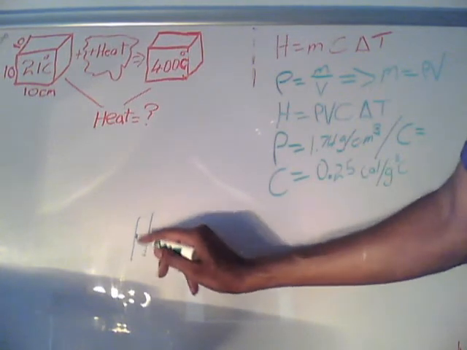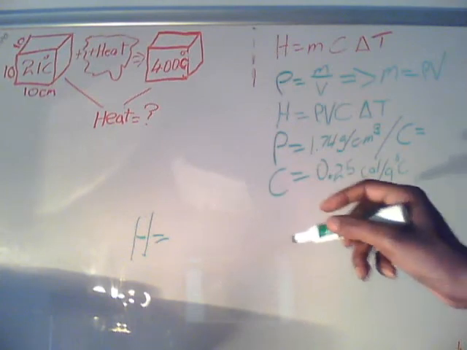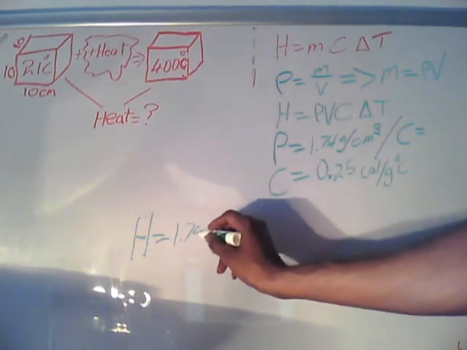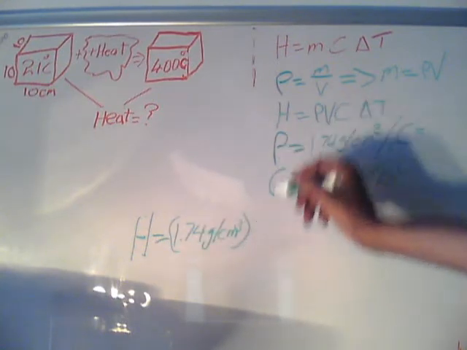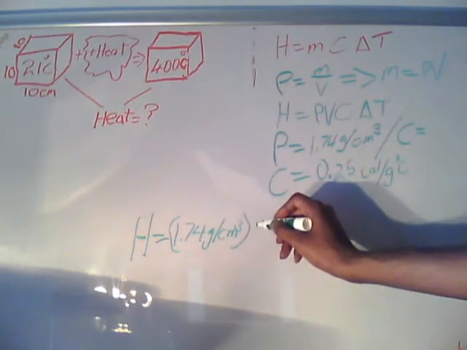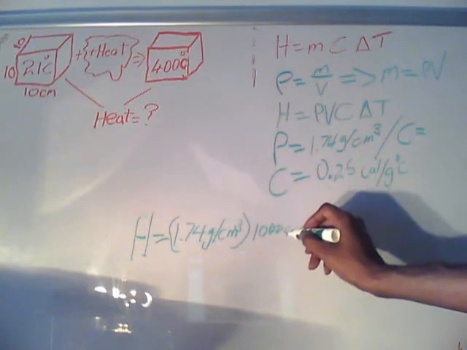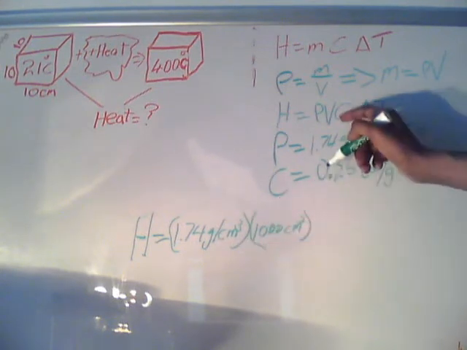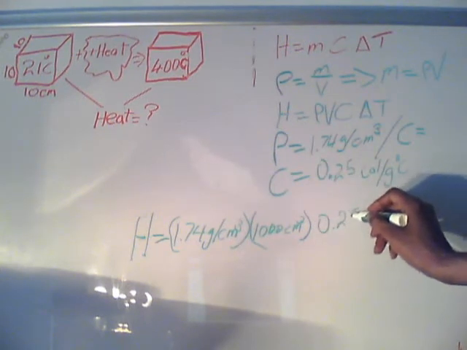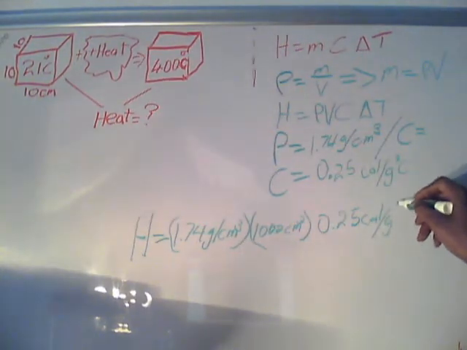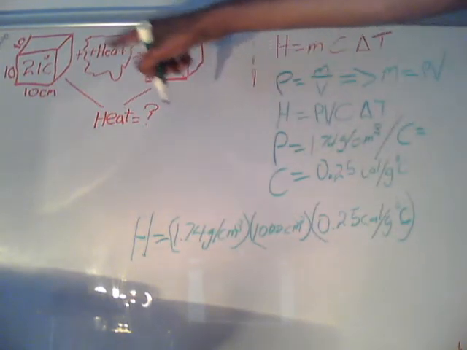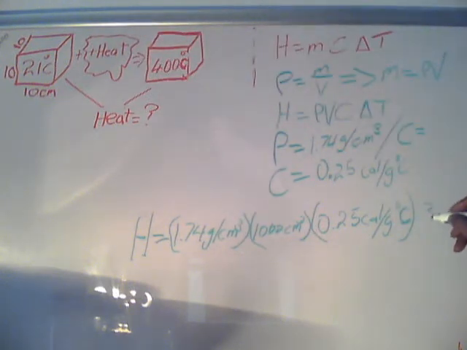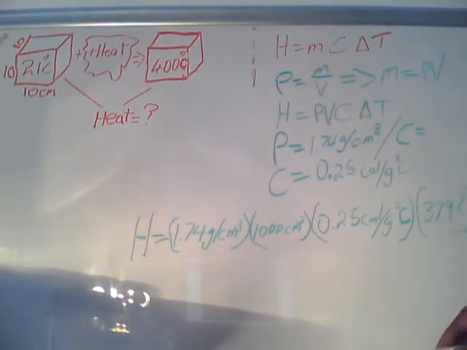Heat is equal to rho, 1.74 grams per centimeter cubed, times the volume, 10 centimeters by 10 centimeters by 10 centimeters, so that's 1,000 centimeters cubed, times the specific heat of the material, which we look up, in calories per gram degrees Celsius, times the change in temperature. We're going to go from 21 to 400, so the change in temperature is 379 degrees Celsius. Make sure you got that there.